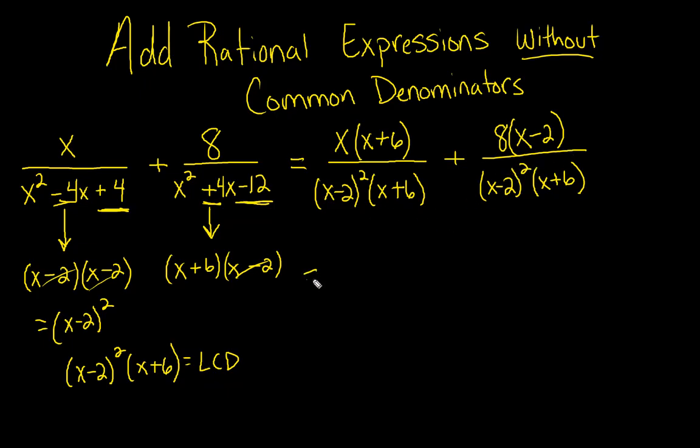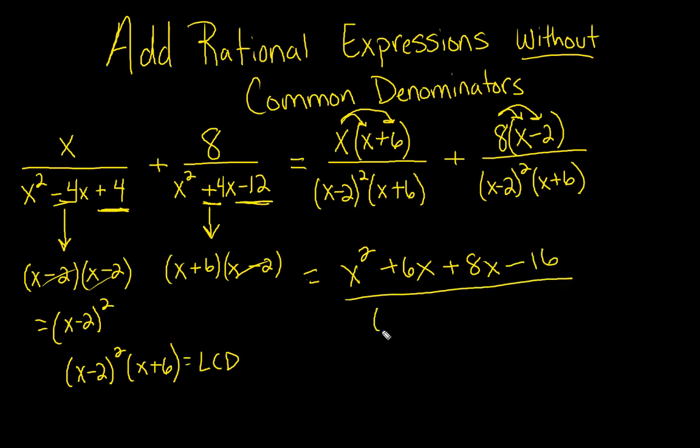From here, we can just add our numerators together, and our denominator is going to stay the same as the least common denominator. So we can distribute these in here. So it gives us x squared plus 6x. Distribute this in here. Gives us a positive 8x minus 16. And that's going to be over our least common denominator, which is x minus 2 squared times x plus 6.